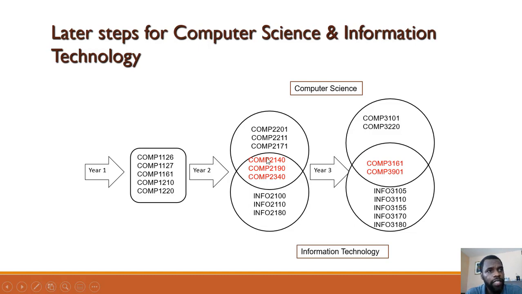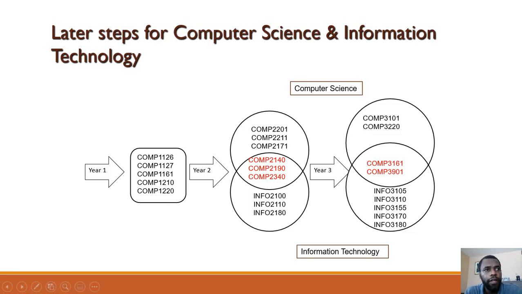And then if your major is information technology, you take the 3 courses I had specified earlier, those that are in red on this slide. That's Comp 2140, Comp 2190, Comp 2340, and then Info 2100, data structures, Info 2110. Info 2100 is math and statistics for IT. Info 2110 is data structures, and Info 2180 is dynamic web development 1.